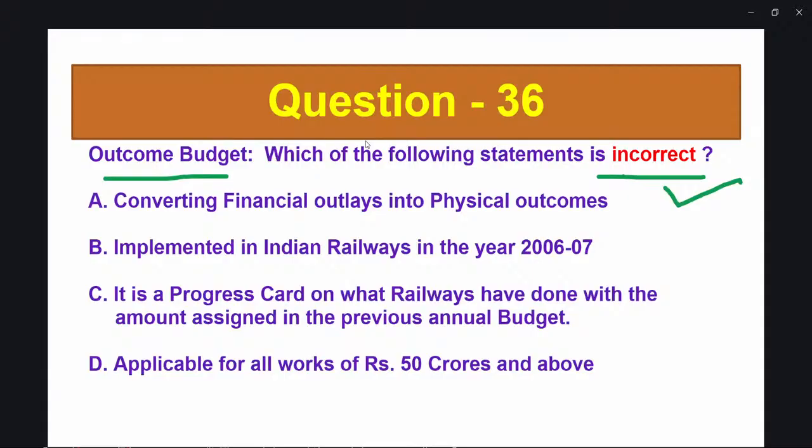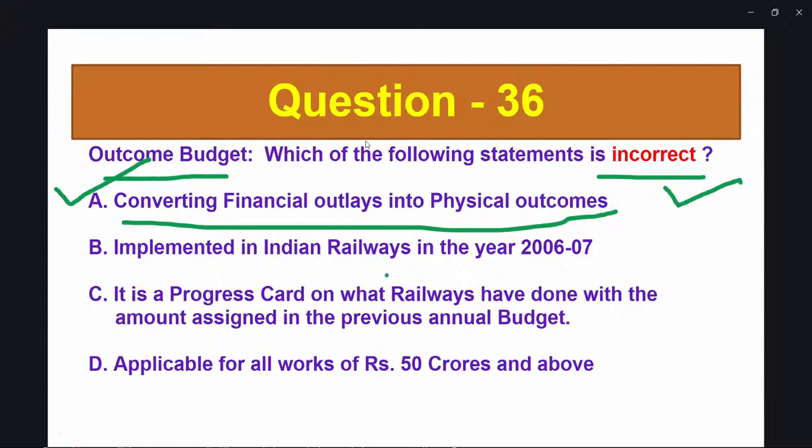See, this is very important. This is also one of the reasons for the introduction of this revision of the GFR in 2017. In the preface, it is clearly mentioned: because of the merger of budget and introduction of new platforms GeM and e-office and outcome budget, this GFR was revised from 2005 to 2017. So now we'll check one by one. Converting financial outlays into physical outcomes. Yes, this is the correct one.